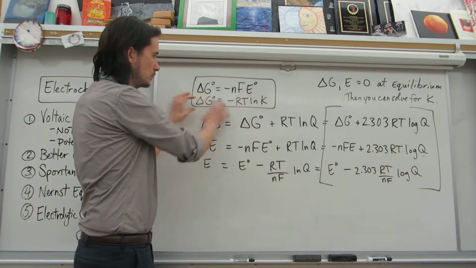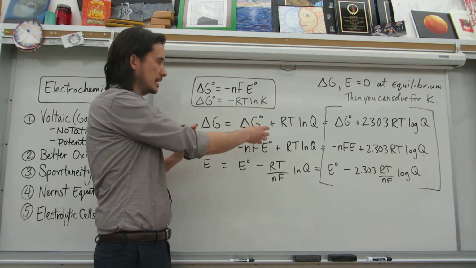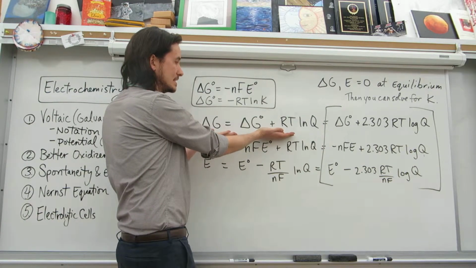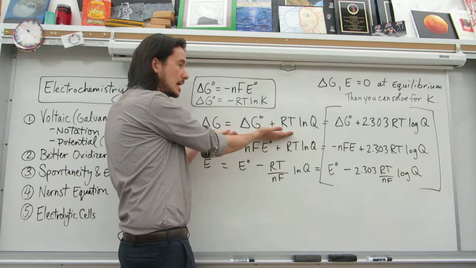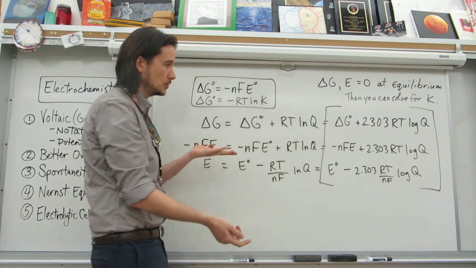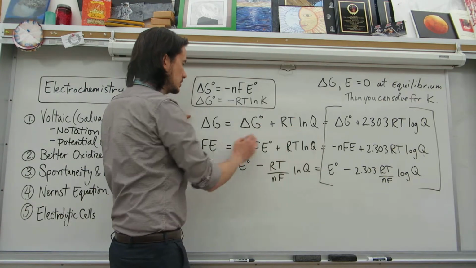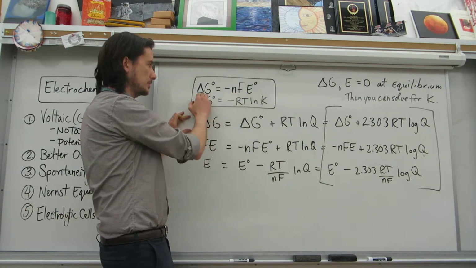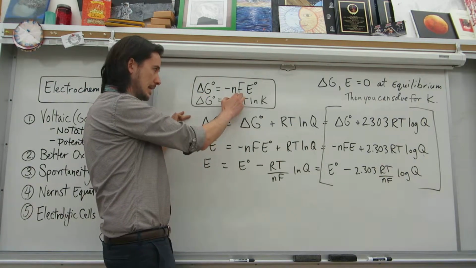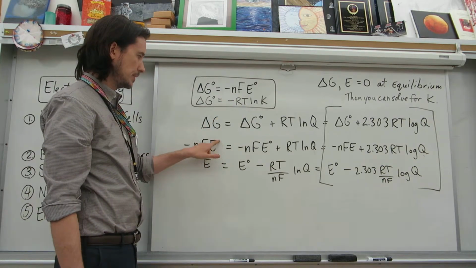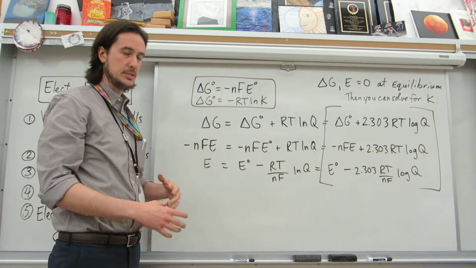If all we do is move this to the other side, then we get this. We get a case which is not at equilibrium. And if it's not at equilibrium, we should be writing Q and not K. So we have this equation, and now we substitute in, right? We have delta G naught equals negative nFE naught, and we plug that in. For delta G, we don't put the naught. It's not the standard conditions anymore.